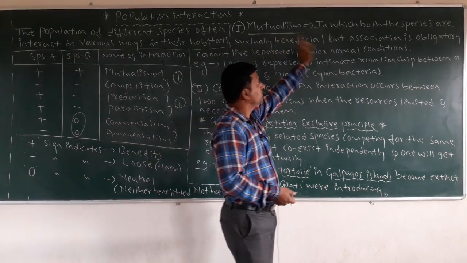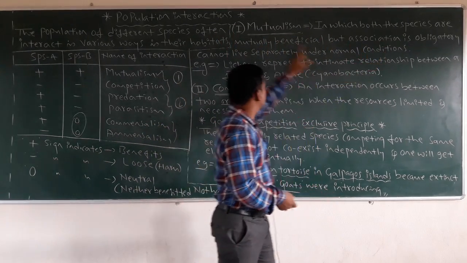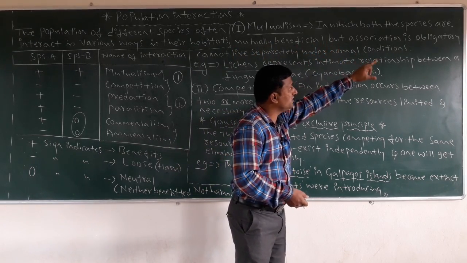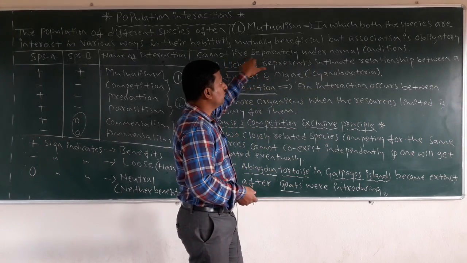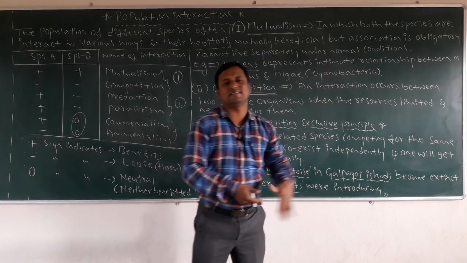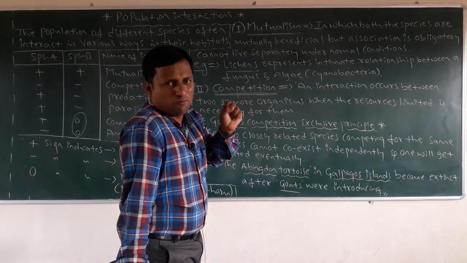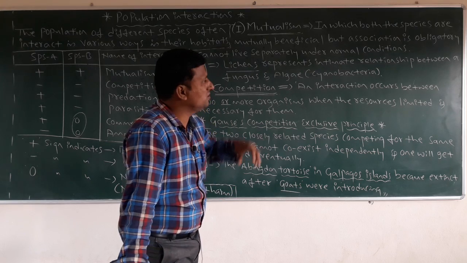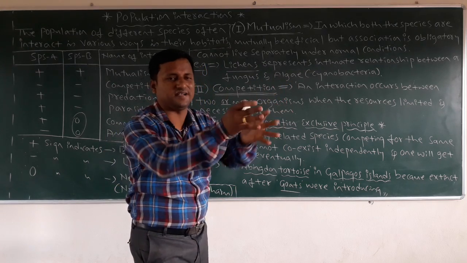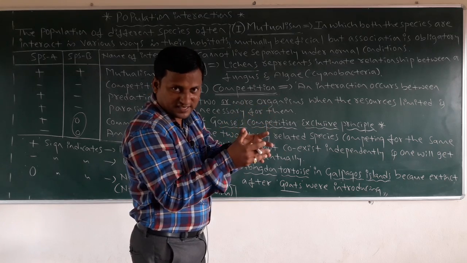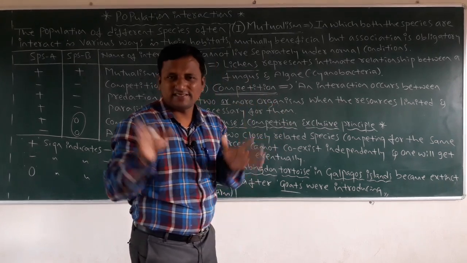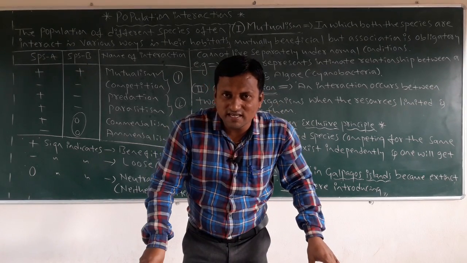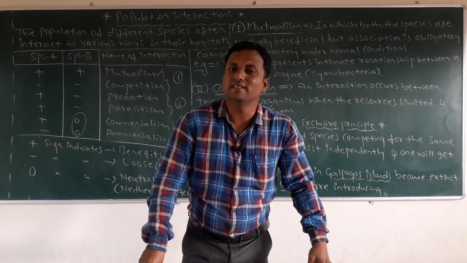In which both the species are mutually beneficial, but the association is obligatory, cannot live separately under normal conditions. See, what is this point suggesting to you? In this interaction, both the species are mutually beneficial, but that association is obligatory. It must be there. If there is no association, then both the species are not going to get the benefit.